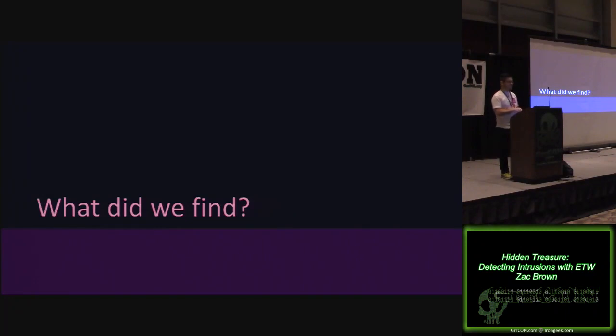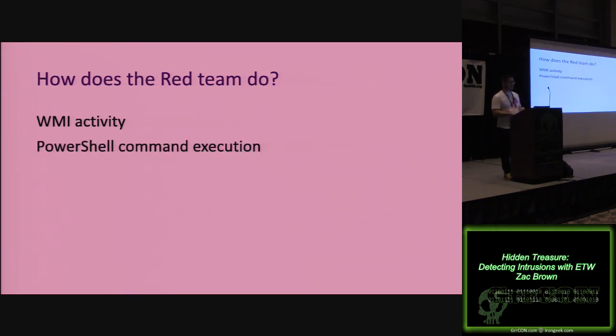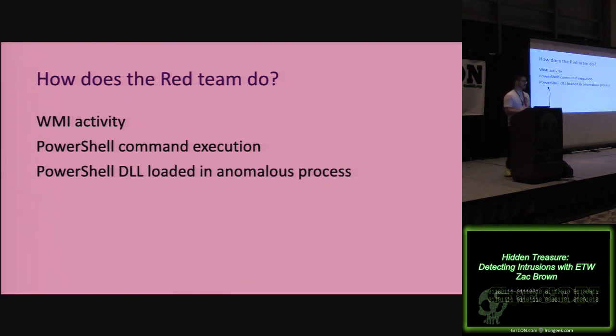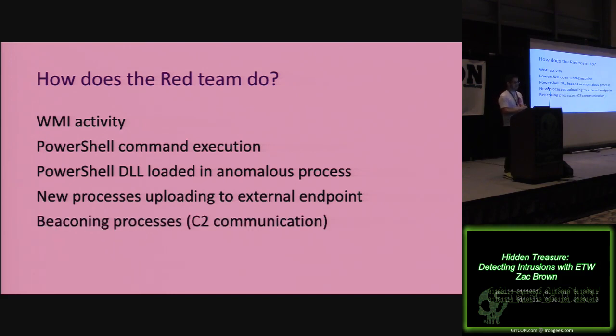So what did we find, right? What did we find in SharePoint Online? What did we find in OneDrive? So how does the red team do? We found them doing WMI things, kind of that example I showed earlier with the process create. PowerShell command execution, so invoke Mimikatz, that sort of thing. PowerShell DLL loaded in anomalous processes. They really, really like loading PowerShell into winlogon.exe. New processes uploading to external endpoints. And beaconing processes, so C2 communication in this case.